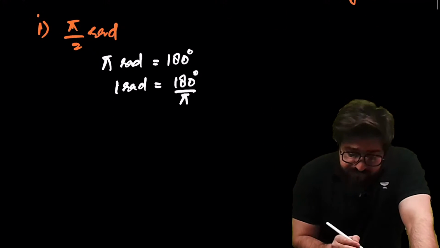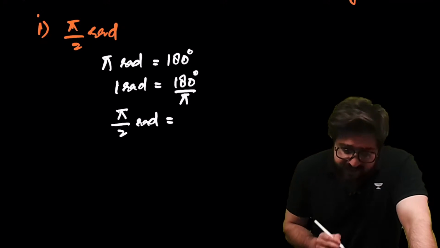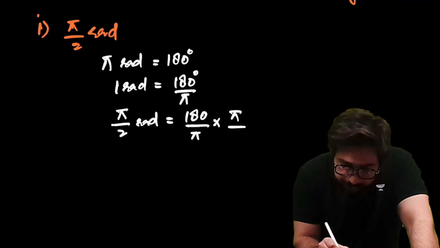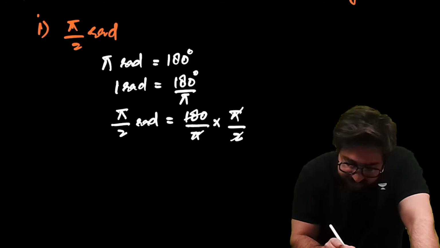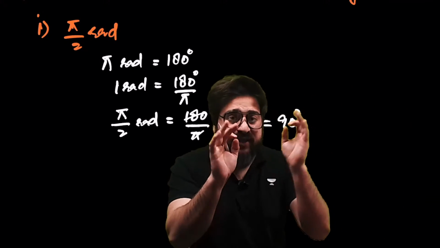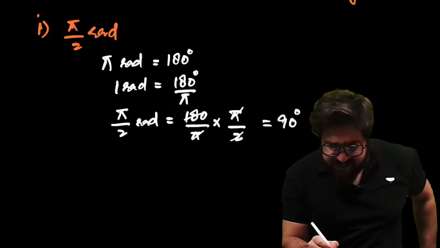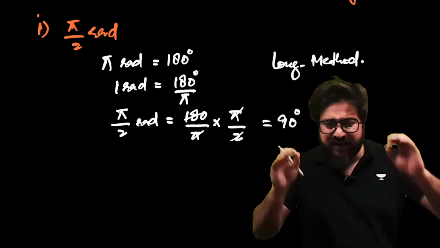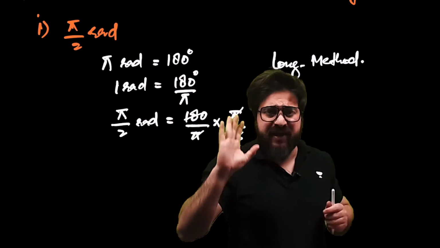If I talk about pi by 2 radians, it will be simply 180 divided by pi multiplied by pi divided by 2. The pi will cancel, and 180 divided by 2 is 90. So pi by 2 radians is 90 degrees. Sir, this is a long method. We want something which can help us solve this question in just one step.